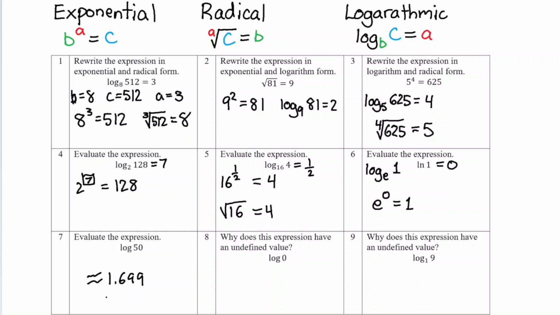Of course, note that I did put the approximately equal sign, well, I tried to, my squiggly line looked a little weird, but that's okay. And it's because I did some rounding, right? All right, on number 8, why does this expression have an undefined value, log 0? Let's, again, define what's happening here. Log without a stated base is base 10. And so this is 10 to some exponent that equals 0.